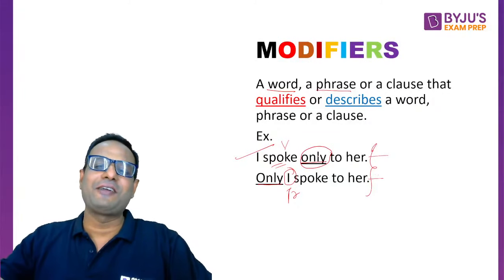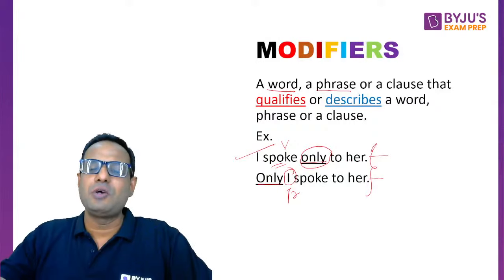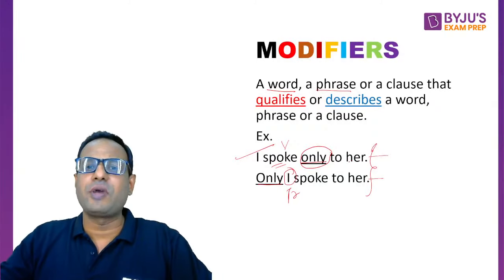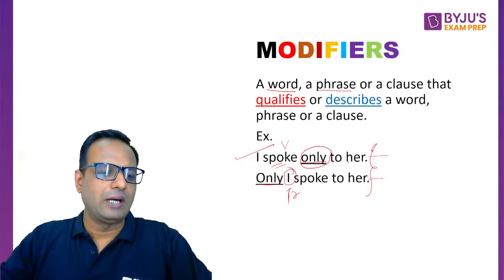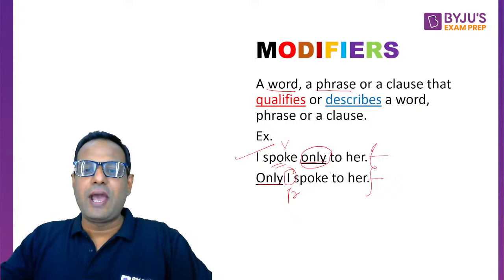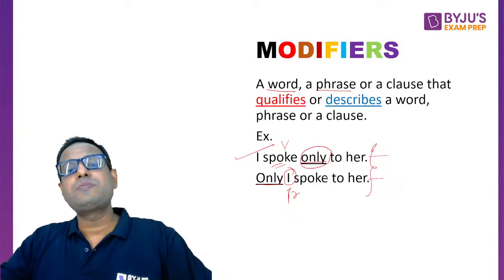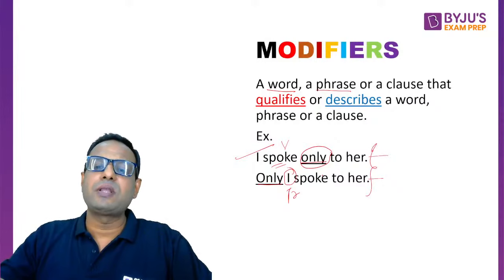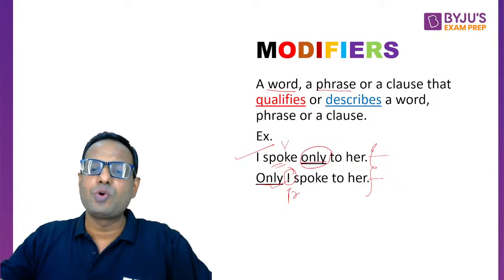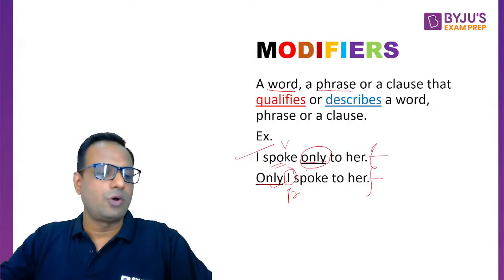दोनों की meaning अलग अलग है. I spoke only to her means और किसी ने उससे बात नहीं की, सिर्फ मैंने की. I spoke only to her. And then it says only I spoke to her. किसी ने उससे बात नहीं की, सिर्फ मैंने की. Only I spoke to her. So in both the cases, you have a different meaning altogether.